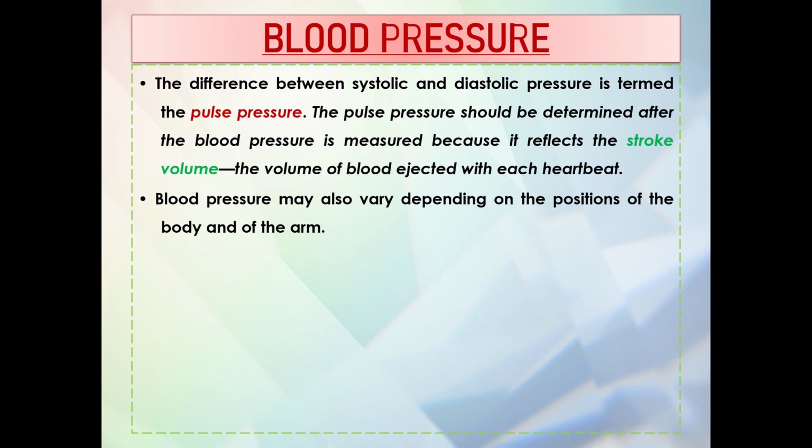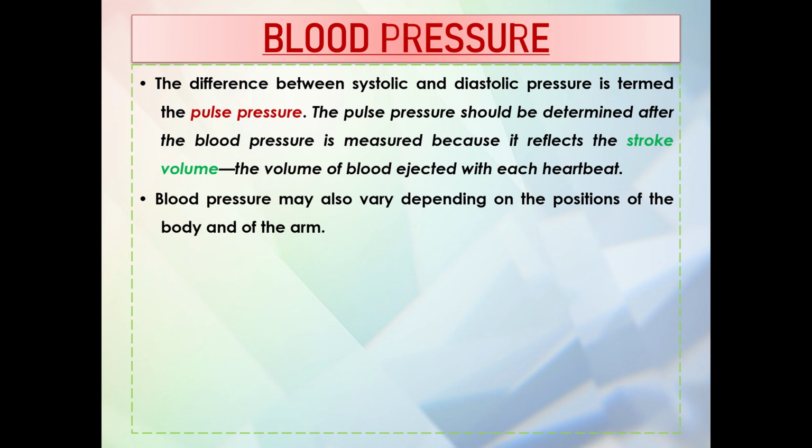Another term: the difference between systolic and diastolic pressure is termed pulse pressure. So the pulse pressure should be determined after the blood pressure is measured because it reflects the stroke volume. Again, pulse pressure reflects the stroke volume. Ano naman yung stroke volume? This is the volume of the blood ejected with each heartbeat. Okay, so the difference between systolic and diastolic, that is the pulse pressure. Remember that.